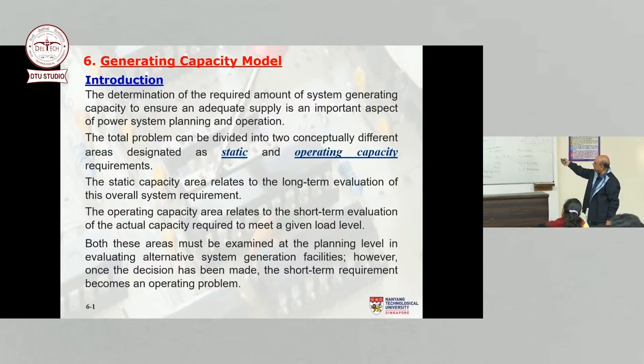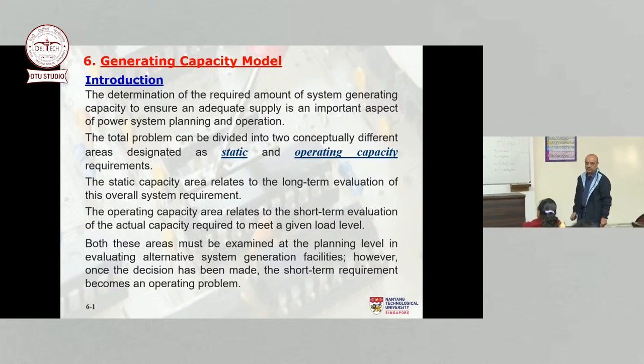So the total problem can be divided into two different areas. One is static capacity evaluation and the other is operating capacity evaluation. This is just like adequacy and security that I mentioned earlier, right? Because day to day you have operating capacity requirements, but in the long term you should have enough generation to meet the anticipated load demand, right? So that's what we call static capacity. So the static capacity relates to the long-term evaluation, whereas the operating capacity relates to the short-term evaluation, yeah? Hour to hour, day to day, how much do we need, what's happening if there's an outage, how do we replenish the system, and so on.